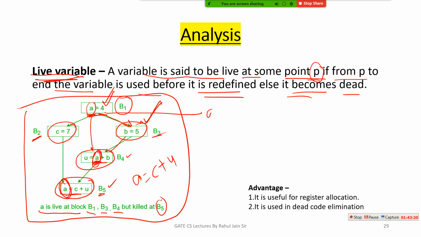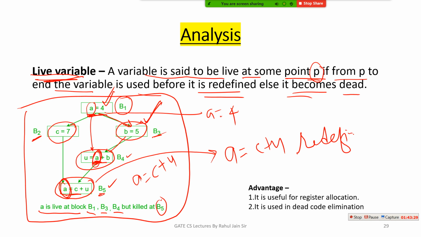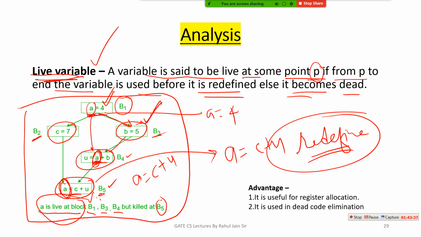Here A is defined as A equals 4, but here A is redefined as A equals C plus U. So whenever we redefine it, we will say the live variable is killed. That is why A is live only at B1, B3 and B4, but it is killed at B5. Is it clear, guys? Comment in the chat box.